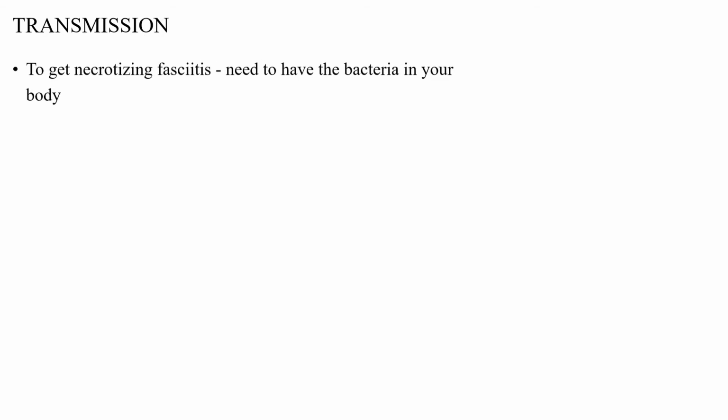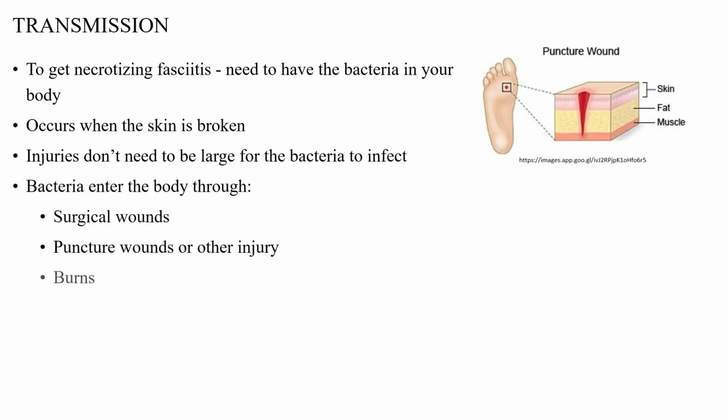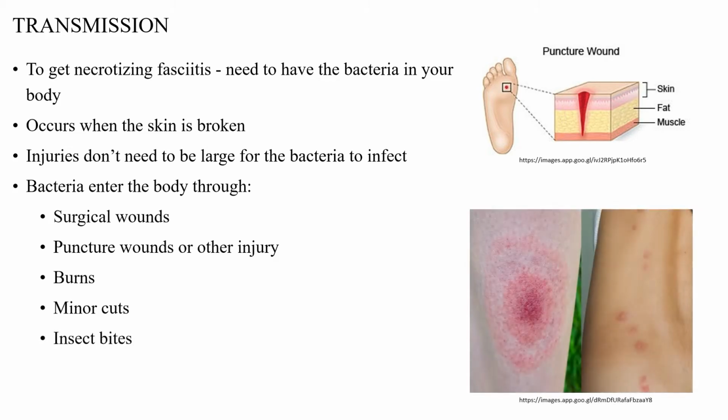Transmission. To get necrotizing fasciitis, you need to have the bacteria in your body. This typically occurs when the skin is broken. These injuries don't need to be large for the bacteria to take hold. The bacteria that cause necrotizing fasciitis can enter the body through surgical wounds, puncture wounds, burns, minor cuts, insect bites, abrasions, needle puncture. In some cases, it is unknown how the infection began.